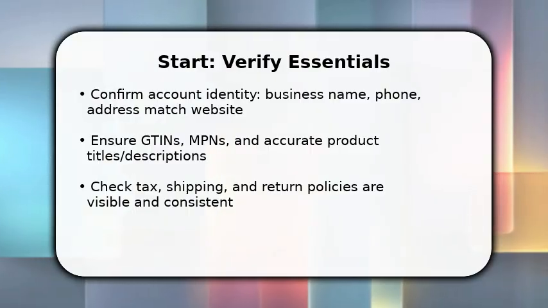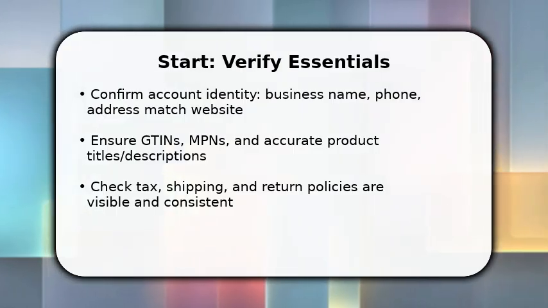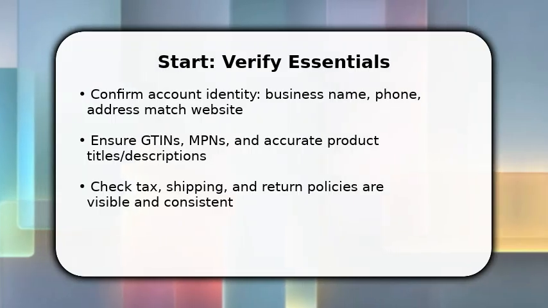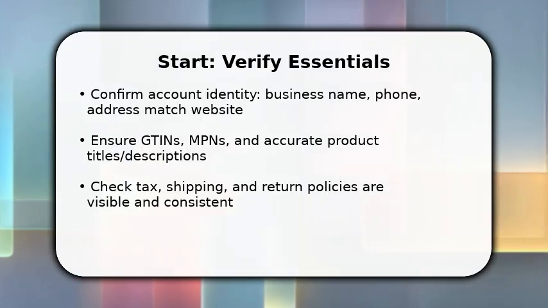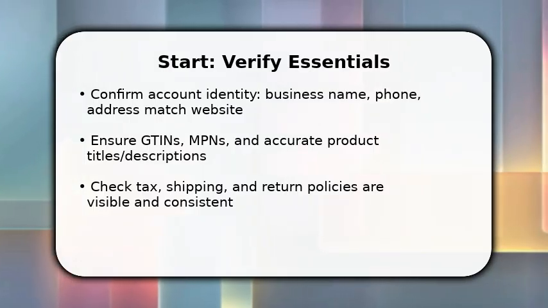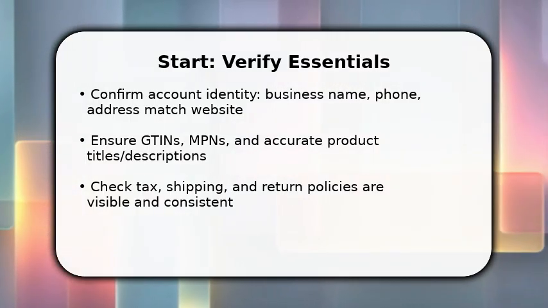You begin by verifying core account elements so Google can trust your feed. First, confirm your business name, phone and address exactly match what's on your site. Inconsistencies trigger suspensions. Next, validate product identifiers like GTIN and MPN and correct any mismatches in titles and descriptions.